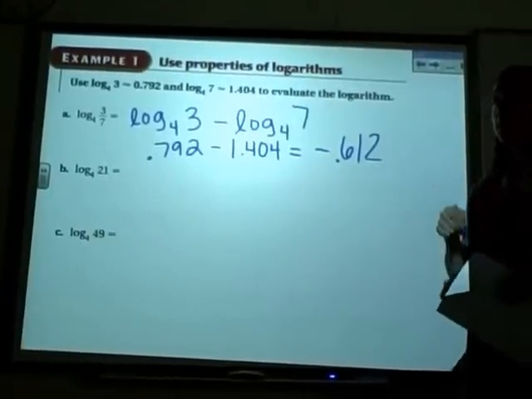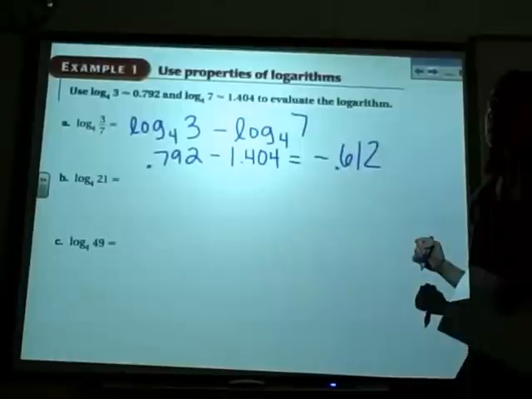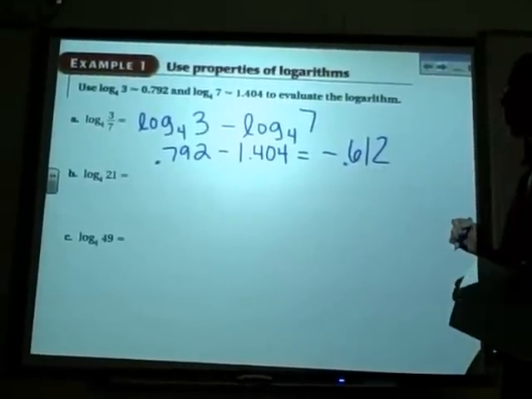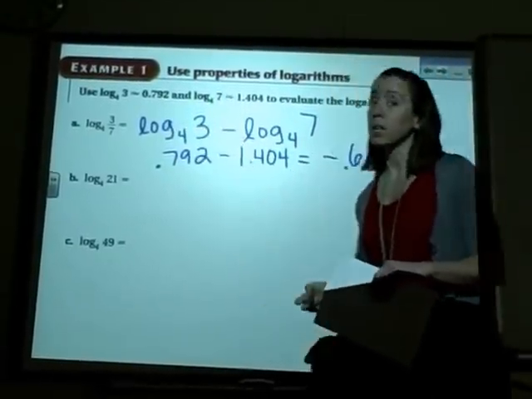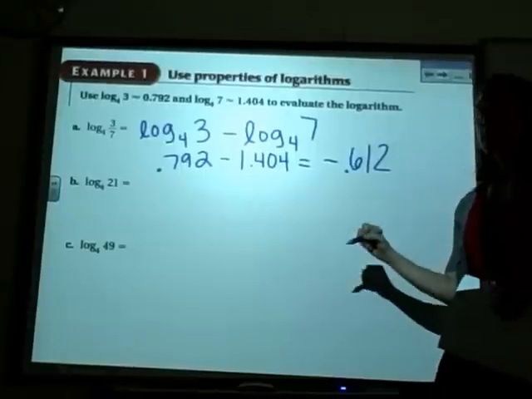Take a second and try B and C. Do them like the previous slide. We have a 21. Think to yourself, can I rewrite 21 using 7 and 3? And then use a property to split it up.